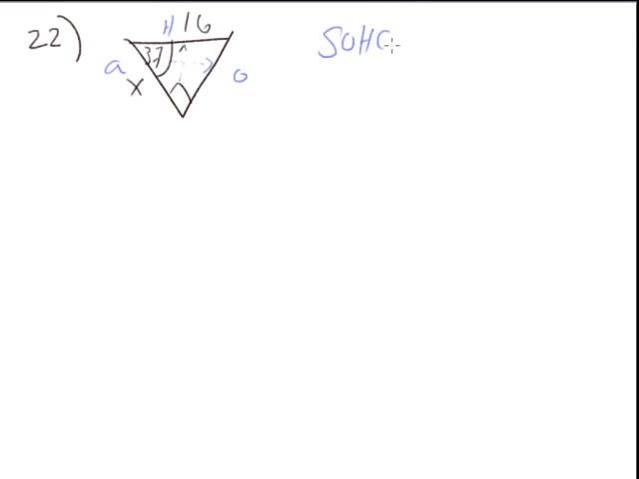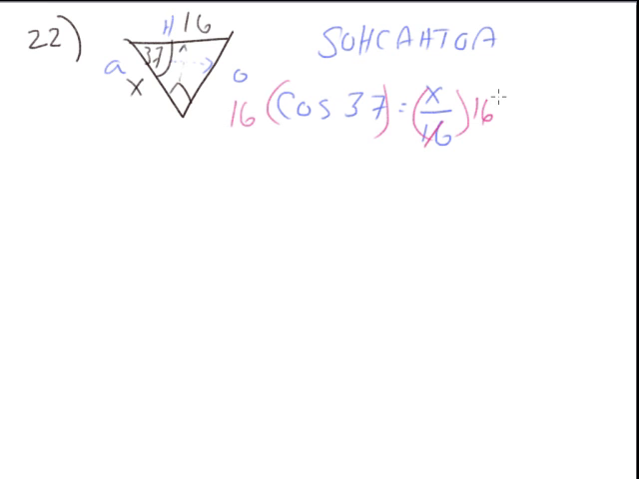I'm going to just write my SOHCAHTOA out here again. Okay, so my known is 16, which is the hypotenuse, and my unknown is x, which is A. So A and H, which one uses A and H? Well, that's going to be cosine again. So cosine of 37 equals A over H, so x over 16. Then to get x by itself, multiply this side by 16. This is gone, and I'm left with 16 cos of 37 equals x. Then x equals 12.8.